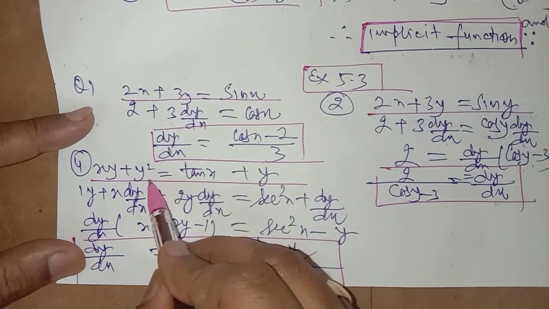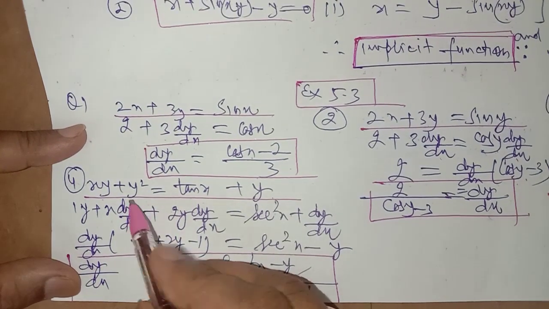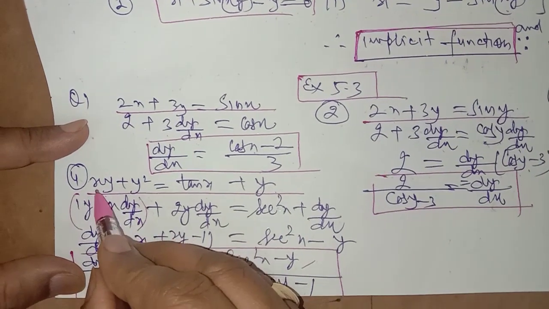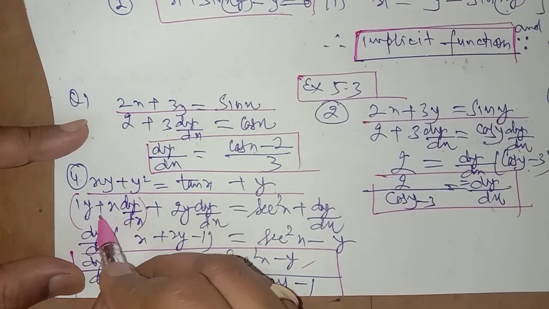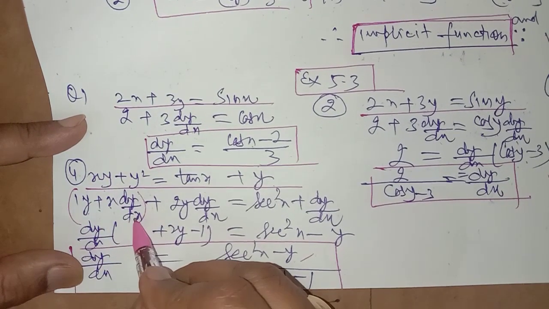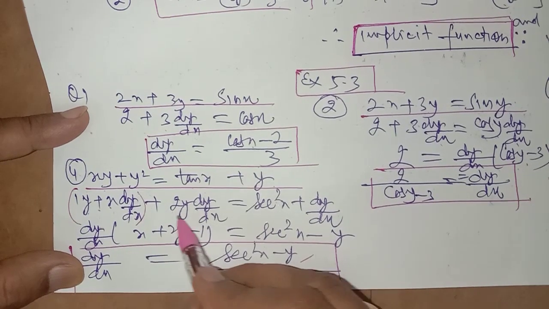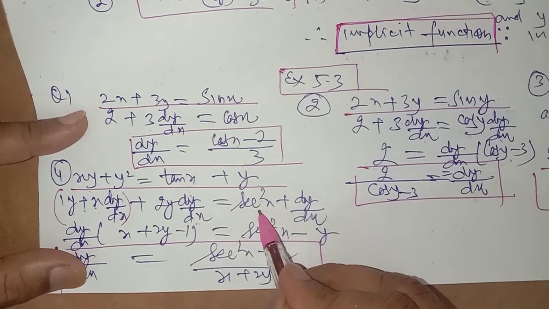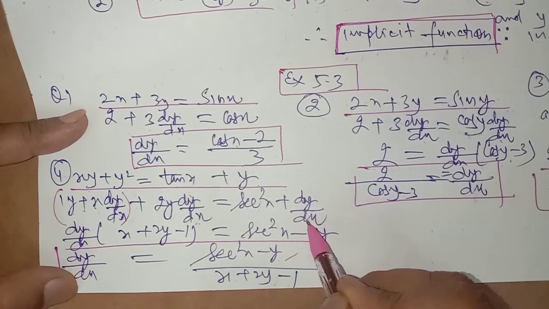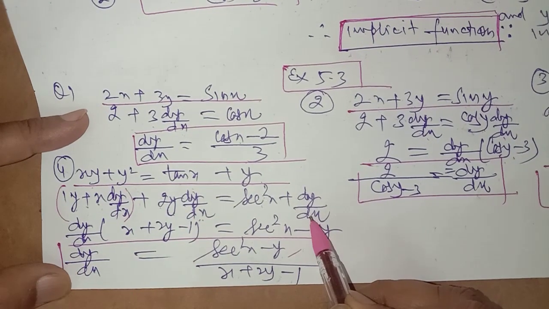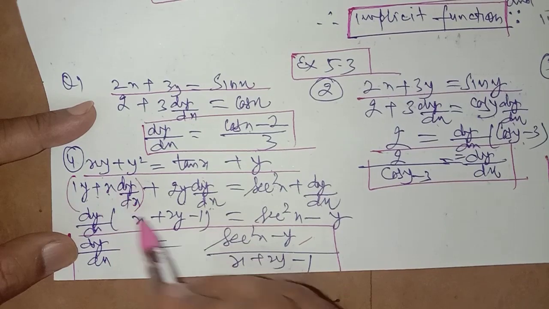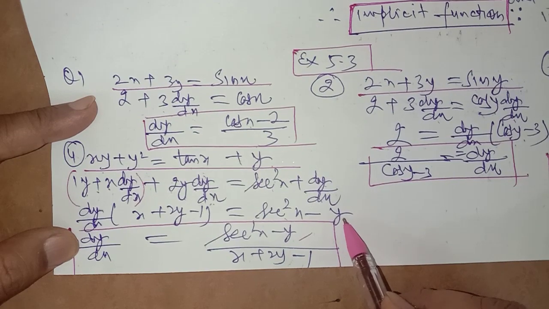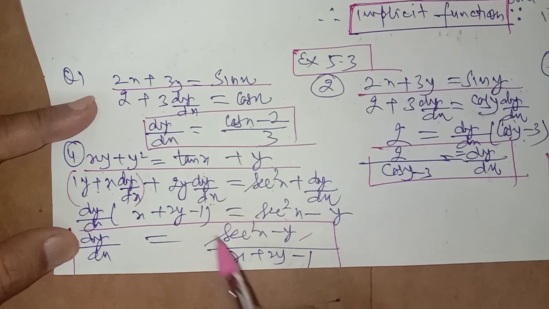Similarly, xy plus y square is equal to tan x plus y. Now you can easily differentiate it. You have to use the product rule here for x into y. First of all differentiate x, which is 1, multiply with the second function y, plus x as it is times the derivative of y, which is dy/dx. Now the derivative of y square is 2y, multiplied with dy/dx because we have differentiated y with respect to x. The derivative of tan x is sec square x, and the derivative of y is dy/dx. So we are getting dy/dx here 3 times. So we take dy/dx common: (x plus 2y minus 1) equals sec square x minus y. You separate the terms, so dy/dx will be equal to this upon this.